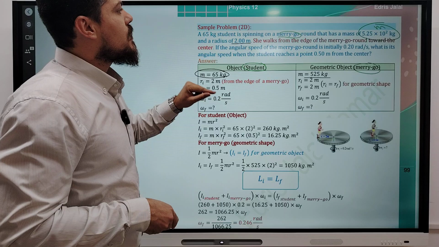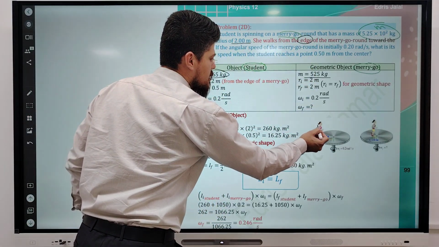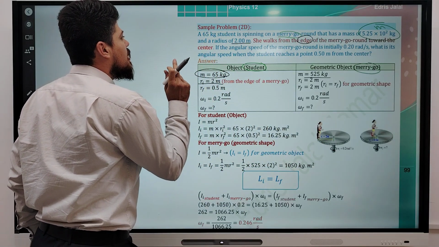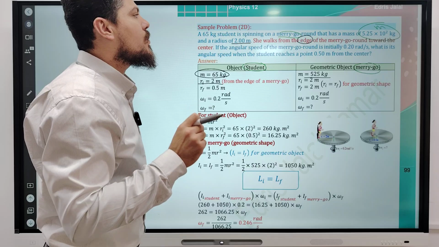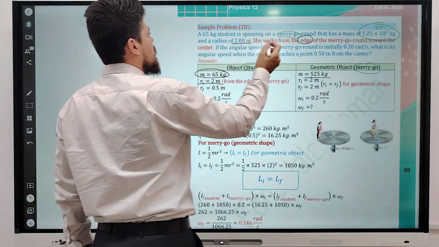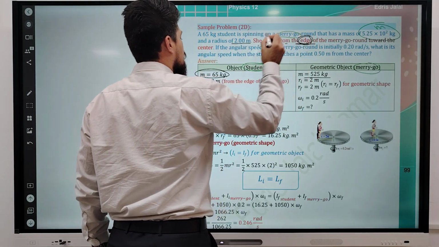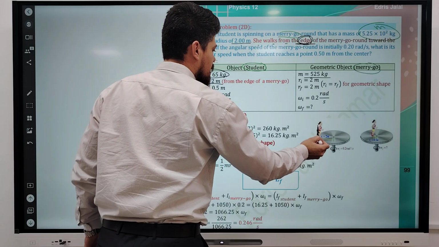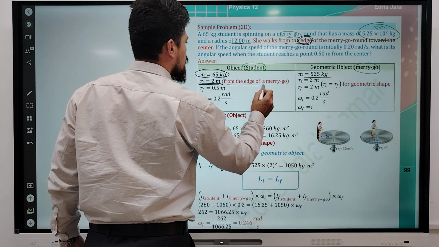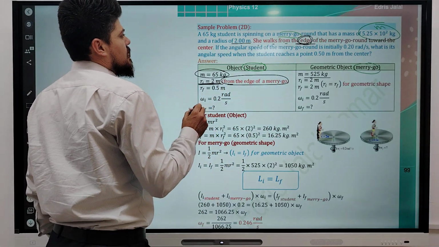Okay? She walks from the edge. What do you mean by edge? It means that the student starts moving from the edge, so R initial is 2 meter. Why? The question does not mention the distance of the student from the axis of rotation at first, but it says she walks from the edge of the merry-go-round. So R initial for the student is equal to 2 meter, because she moves from the edge toward the center.